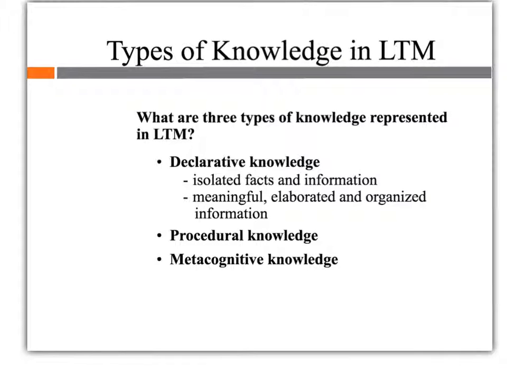There are three basic types of knowledge represented in long-term memory. The first is declarative knowledge, and this is knowledge for isolated facts and information. The next is procedural knowledge, which is how to do things, and finally metacognitive knowledge.